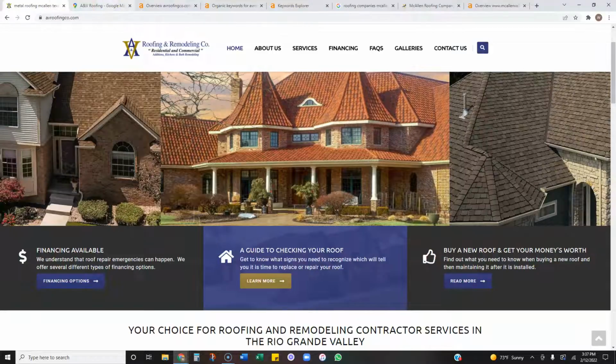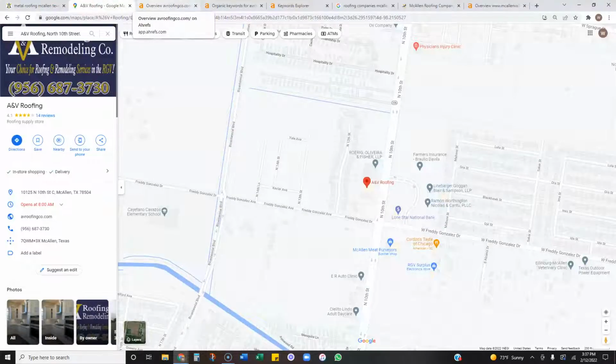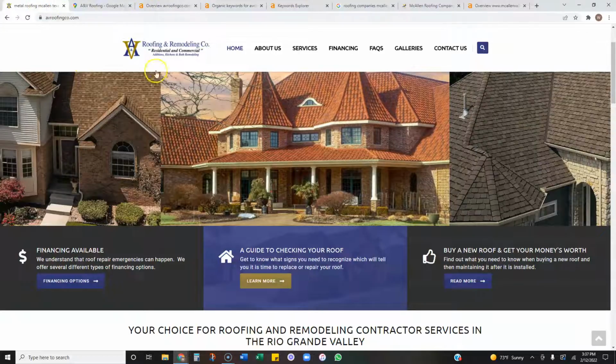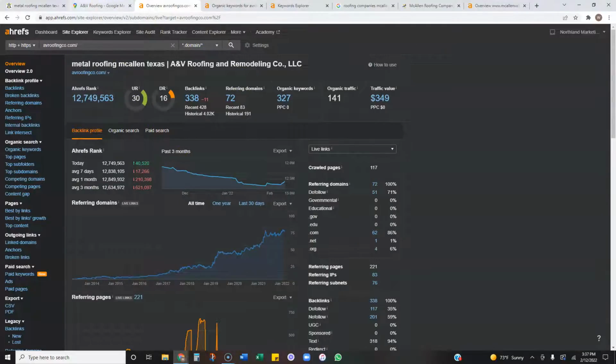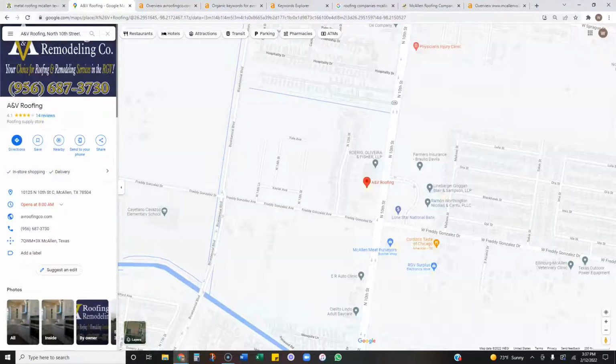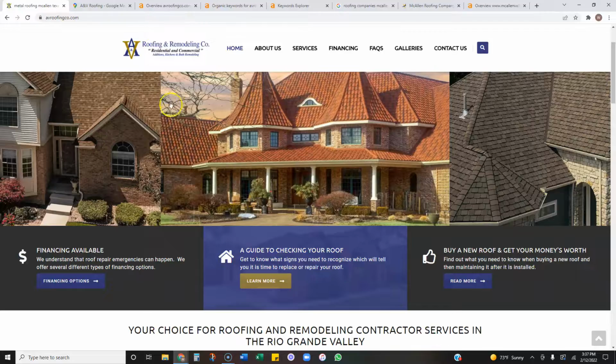So, whoever is doing your Google or your website and your SEO is doing a pretty good job. Just continue to build and grow this up and really focus on the Google business profile, because you're missing out on a lot of traffic here by not having this Google business profile optimized and running well.